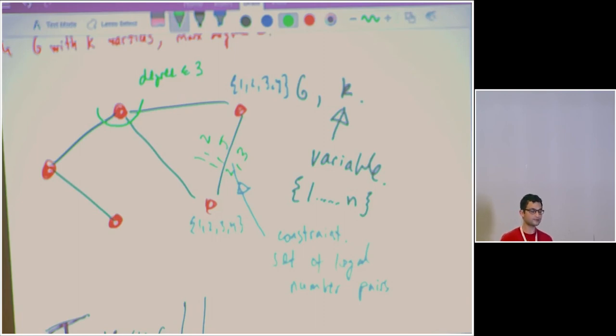So clearly you can do this in time n to the k, right? You can just guess for every variable what to set it to. And now we're considering the following problem, the Epsilon Gap Variant. You want to distinguish between the instances where you can satisfy all constraints and the instances where every assignment leaves unsatisfied at least an epsilon fraction of the constraints.